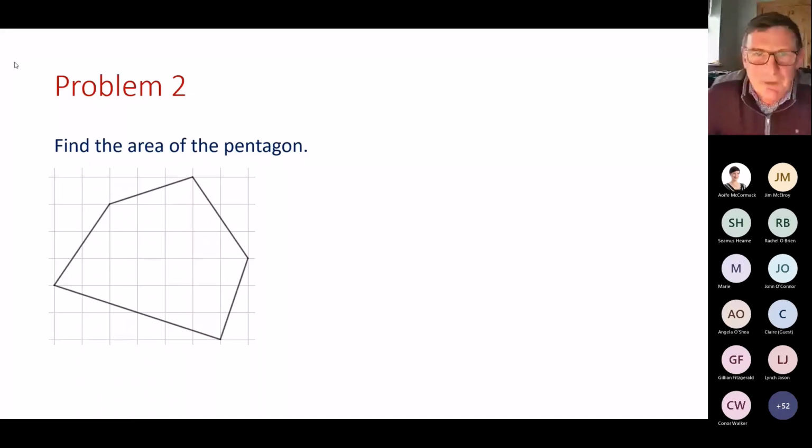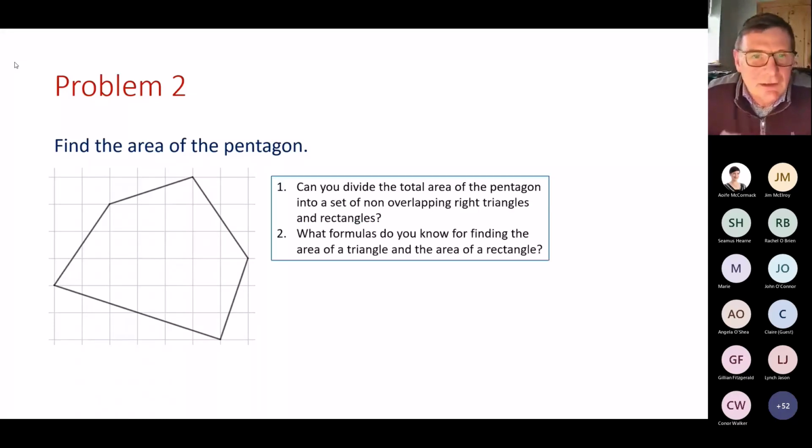So again, off they go and they divide. So the question you can ask here is, can you divide the total area of the pentagon into a set of non-overlapping right-angle triangles and rectangles? So again, they'll tease their way through that for a few minutes. And then I suppose it's no harm either to ask, what formulas do you know for finding the area of a triangle and the area of a rectangle?